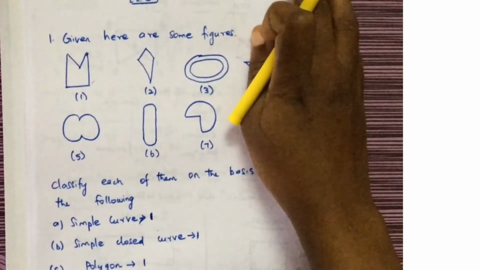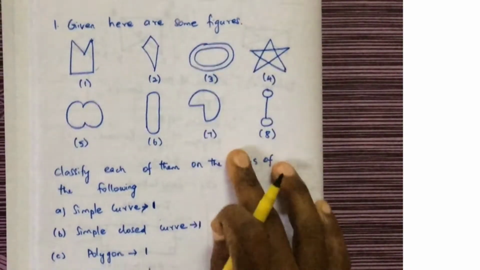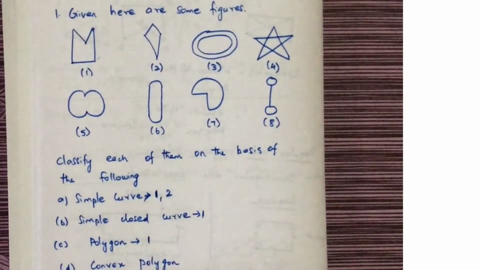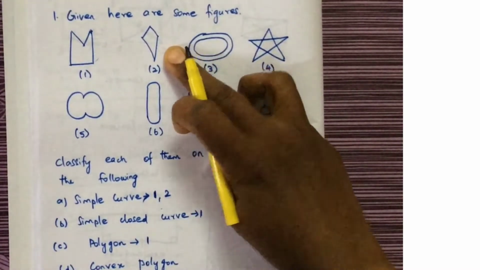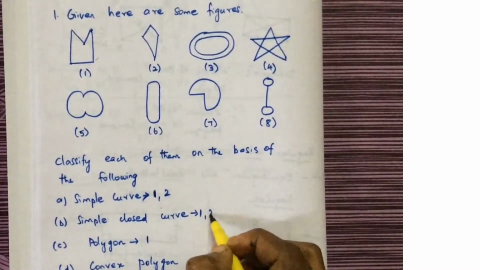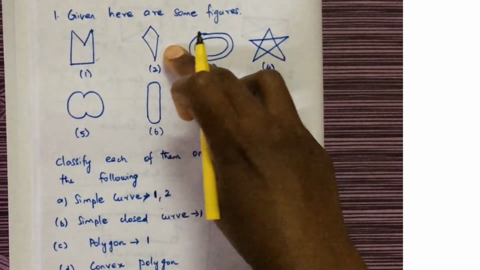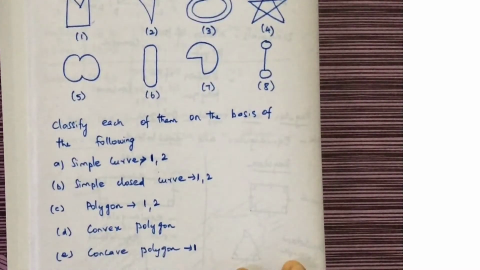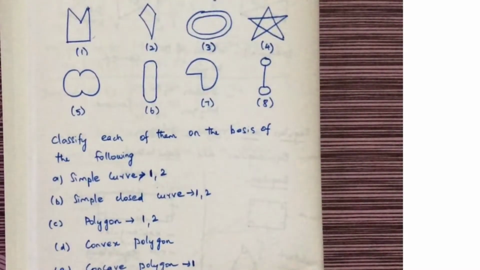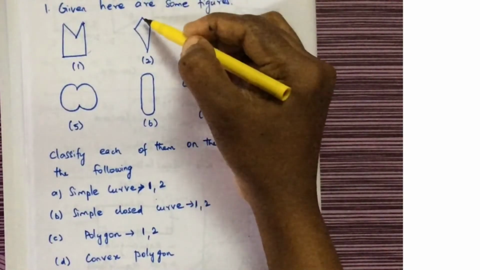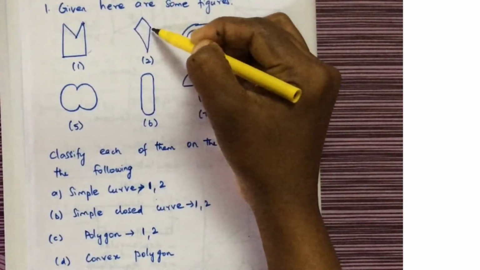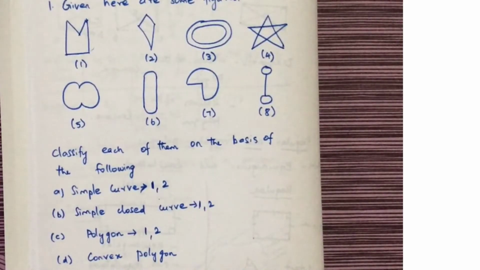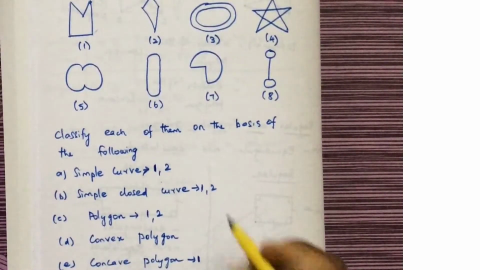The next is, again, a simple curve. Yes, there is no overlap. So it is a simple curve and is also closed. This is a simple closed curve. It is made up of only line segments. So it is a polygon. Now is it concave or convex? If you draw the diagonals, from here to here and from here to here, these two are interior to it. So it is called a convex polygon.